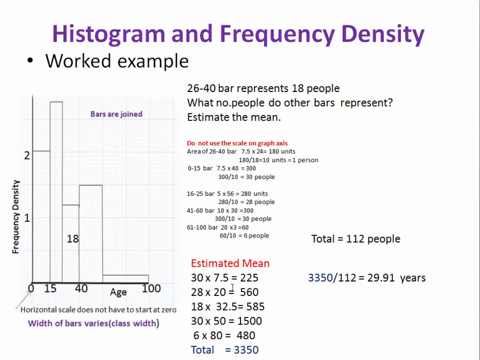The total of that is 3,350. The total number of people, or these numbers added together, is 112. 3,350 divided by 112 is 29.91 years.